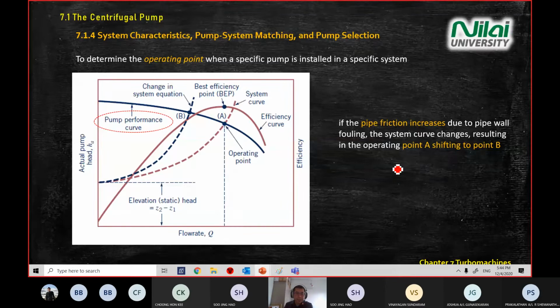And sometimes the friction in the pipe is increased, sometimes the pipe is very long or something. Then your point will shift from point A to point B, but still along the pump performance curve. It will shift from point A to point B because of the pipe friction. Okay.